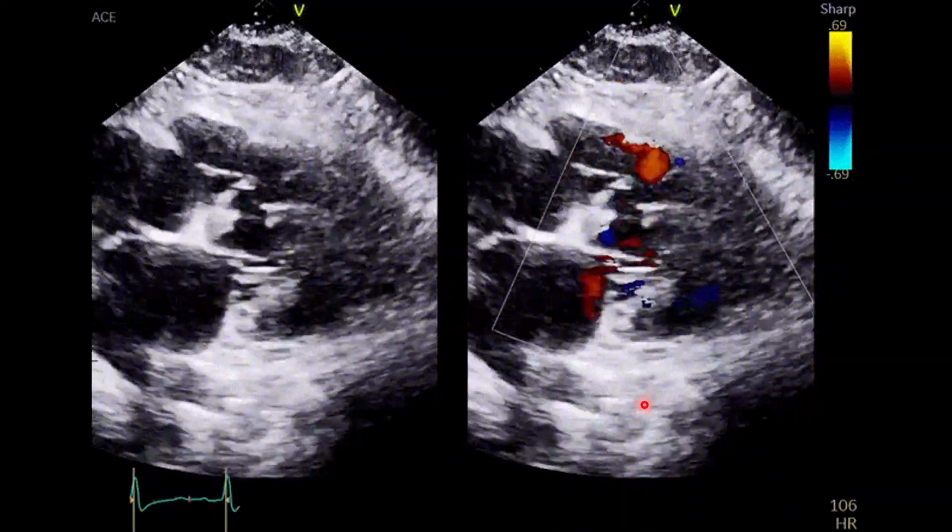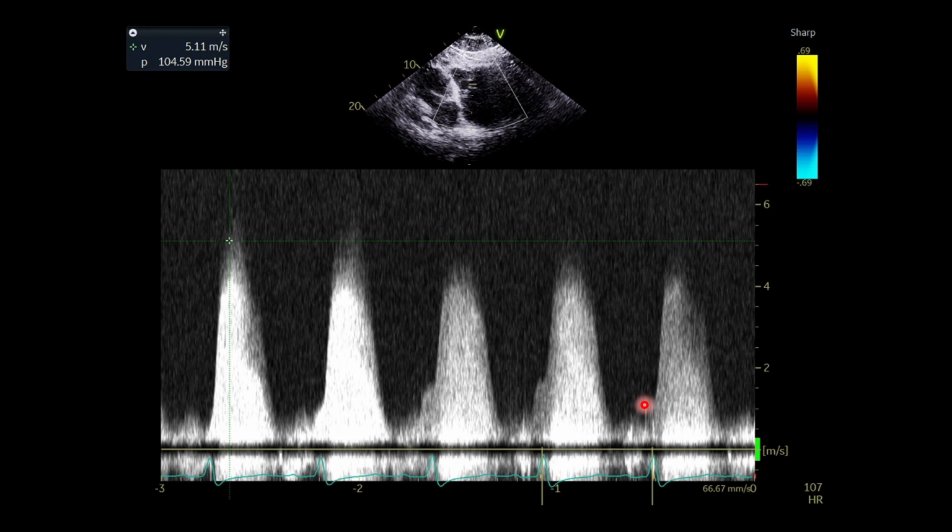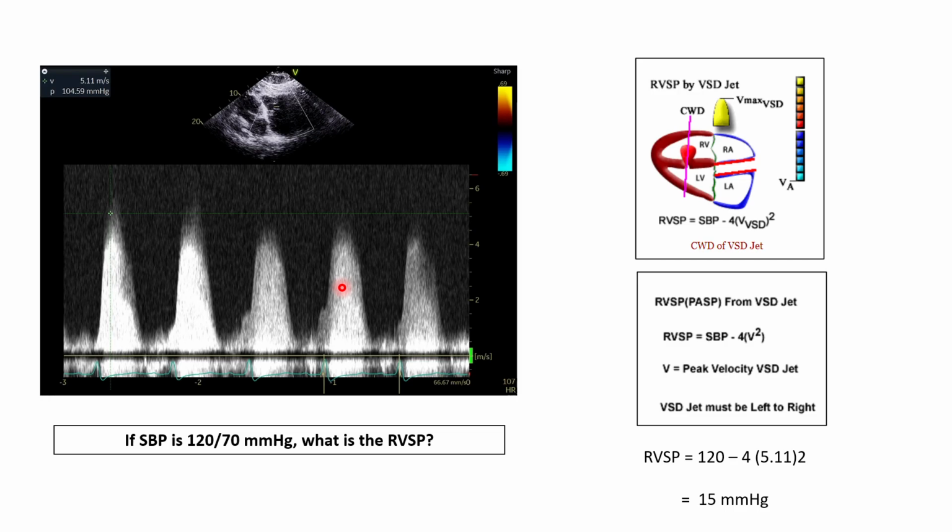So this patient had a VSD complicating the acute myocardial infarction. The gradients across this VSD were 104. So if this patient had systolic blood pressure of 120/70, could you use this to calculate the RV systolic pressure? Yes. So the VSD jet can be used in these cases.